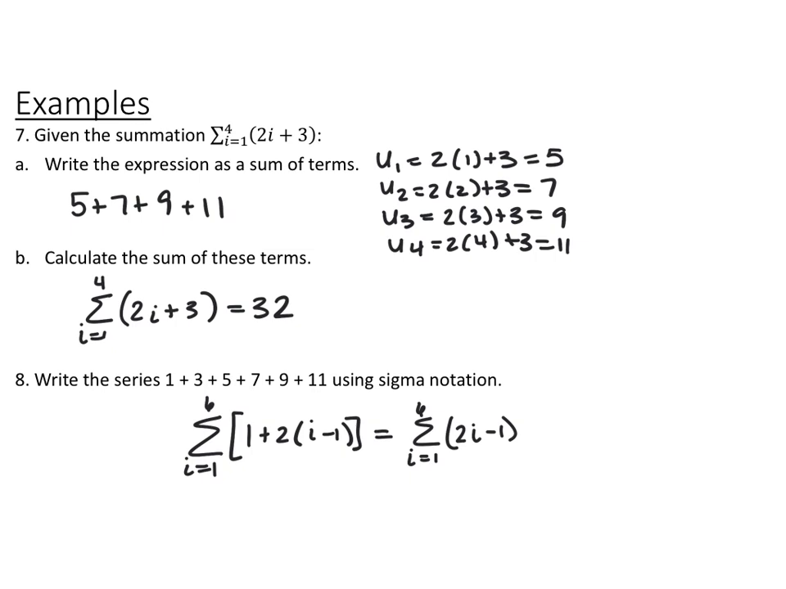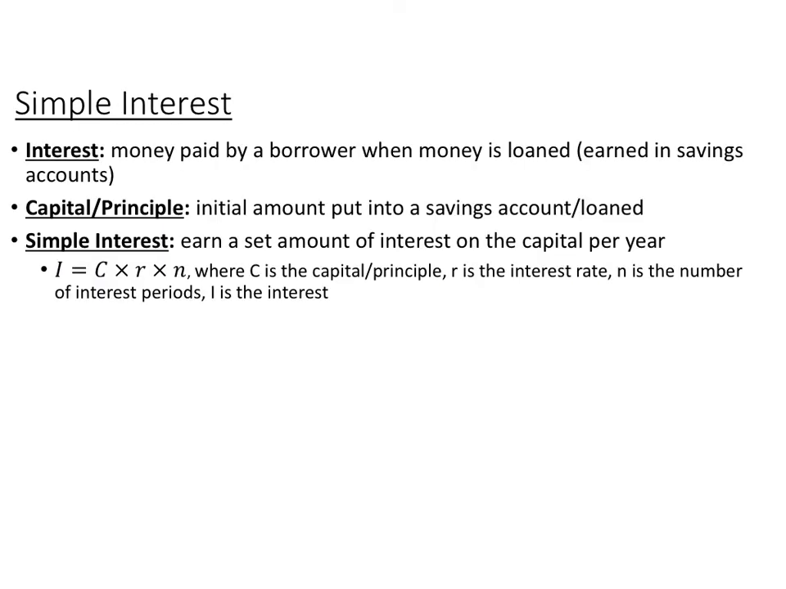Another application of arithmetic sequence and series is simple interest. So interest is money paid by a borrower when money is loaned. For example, if you are putting money in a savings account, you're technically loaning it to the bank. That's why you earn interest in a savings account. Or if you borrow money for a mortgage or a student loan, that's why you pay interest.